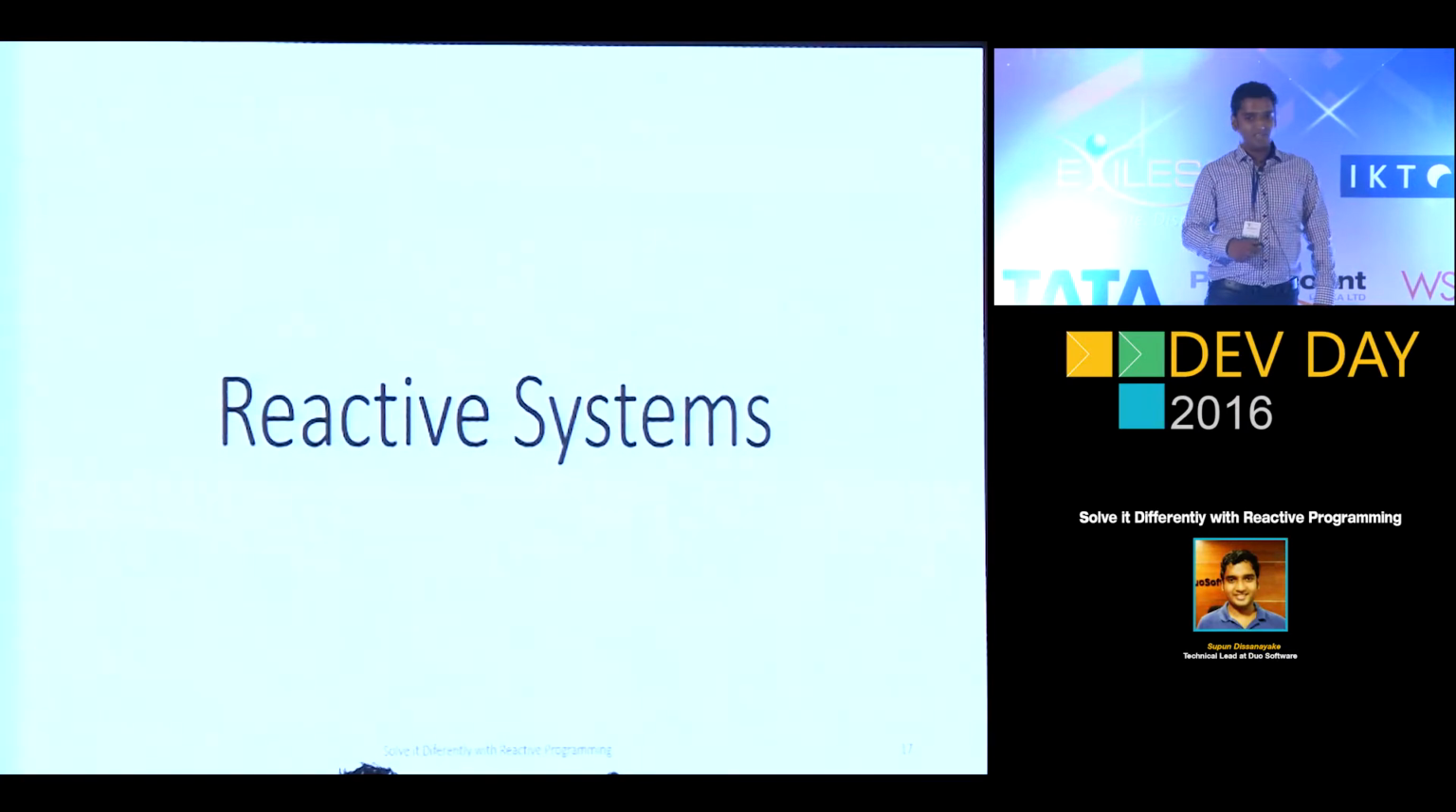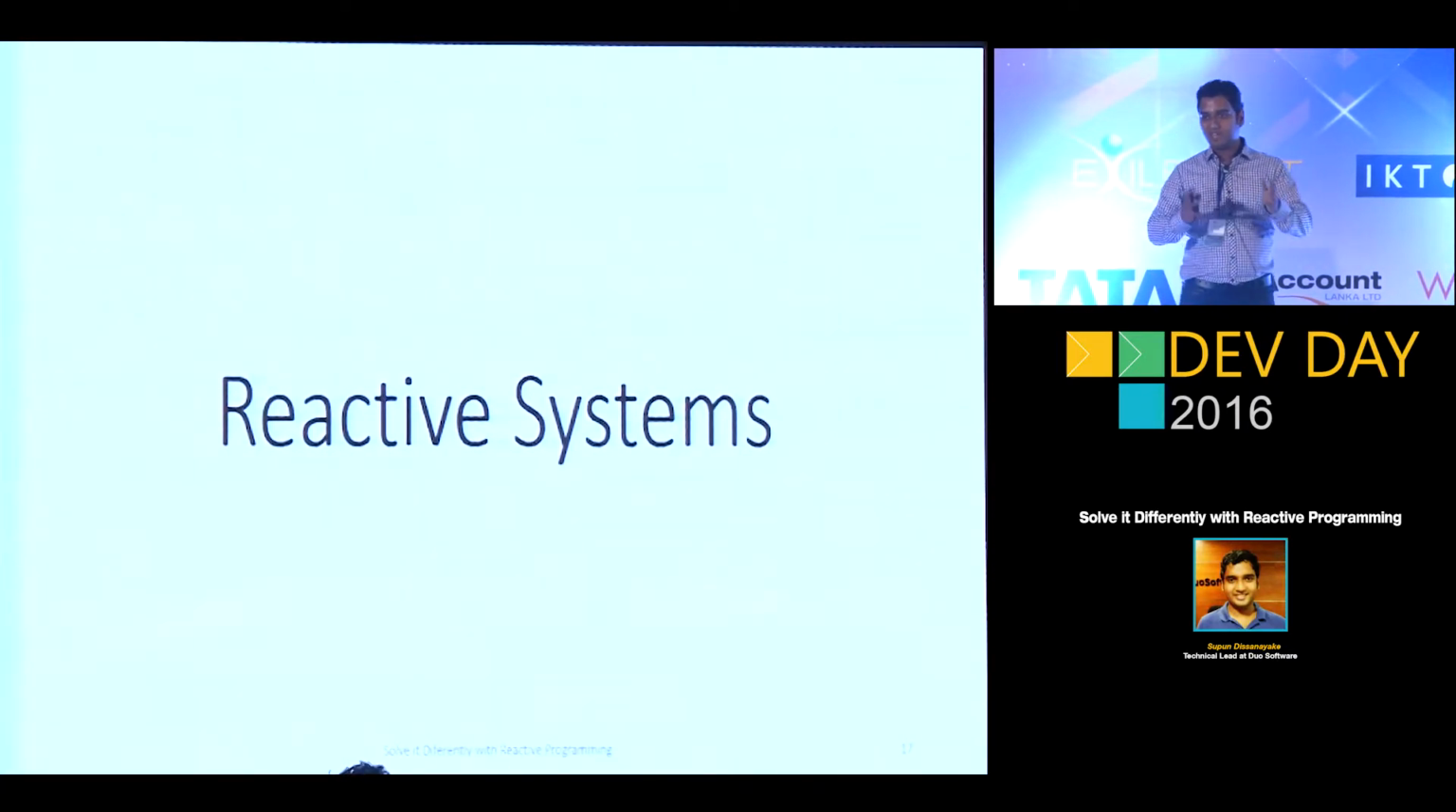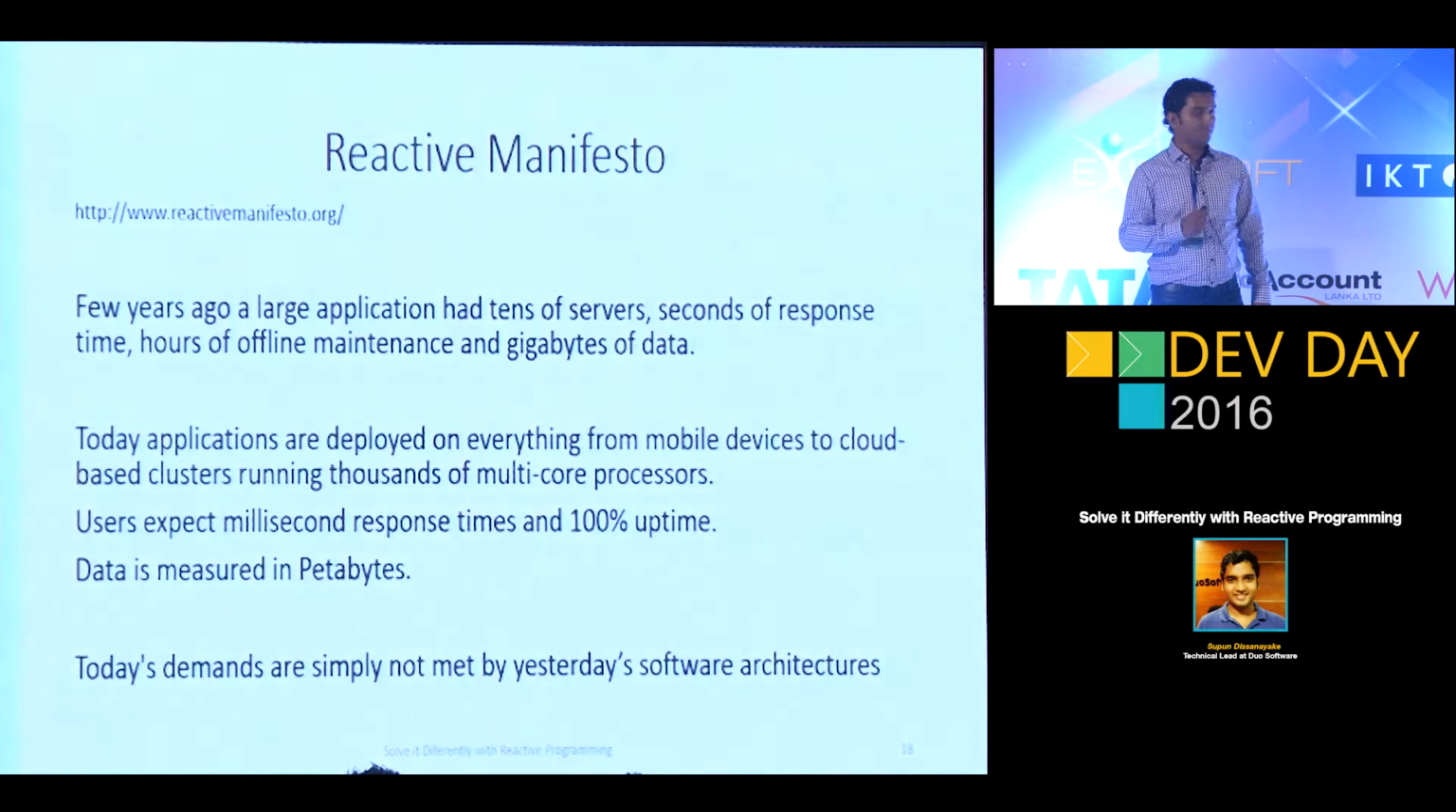Next I want to talk about reactive systems. Reactive systems are different from reactive programming. Reactive systems describe a set of architectural characteristics, whereas reactive programming is a programming paradigm that defines the style of how you should code. To define the characteristics of reactive systems, there is a document called the Reactive Manifesto. You can visit this site and read more about it.